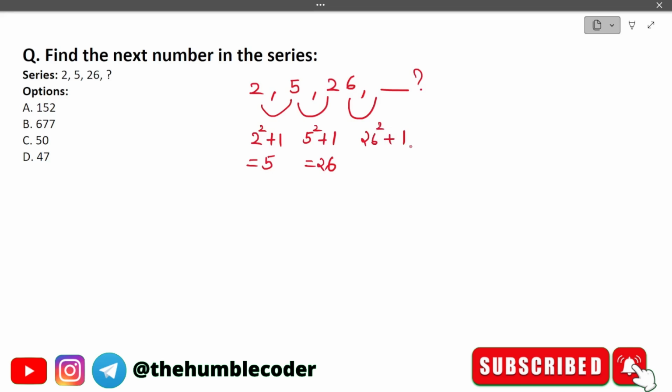So 26 square is 676. And then when we add 1 to it, it will become 677. So 677 should be the number that comes next, and the answer will be option number B.